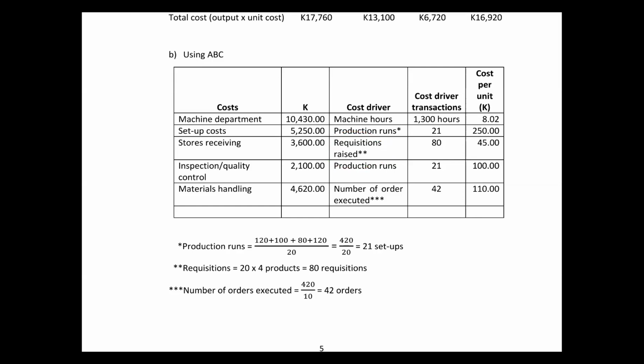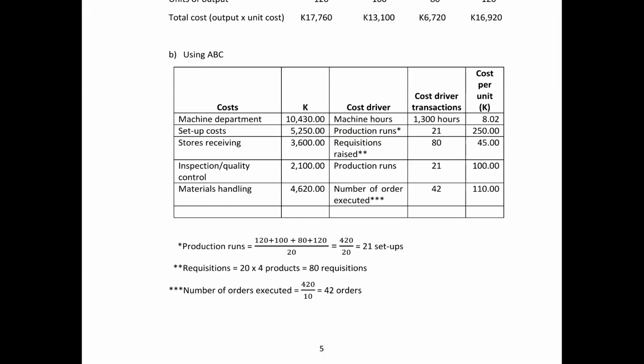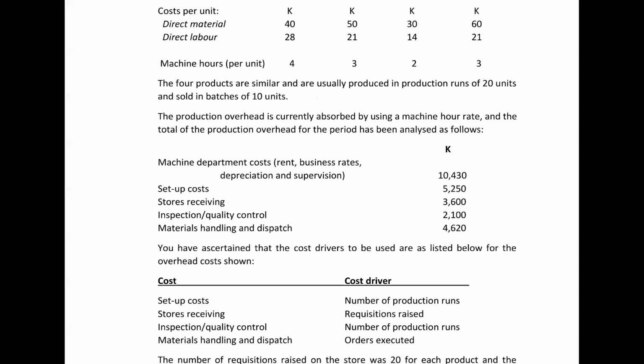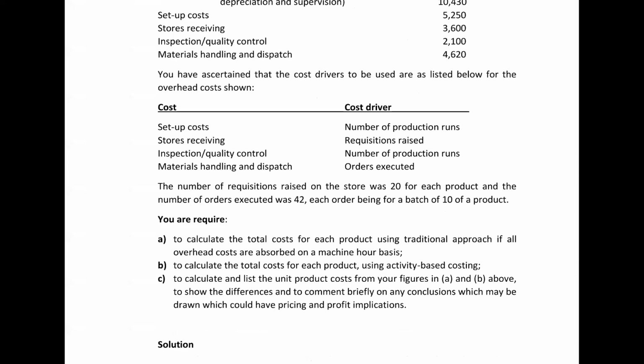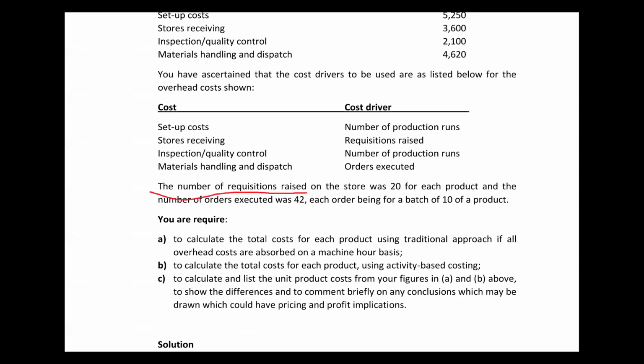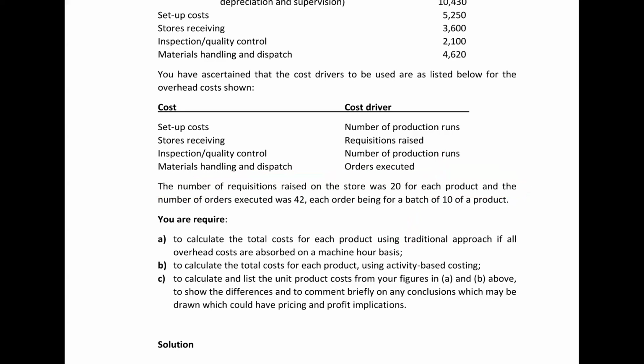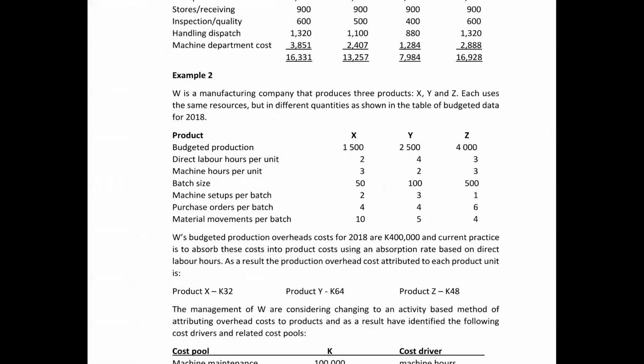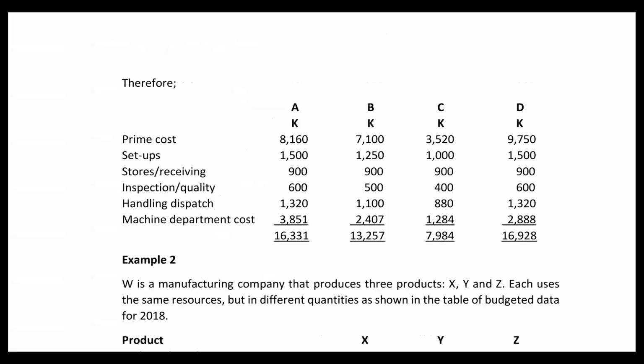Let me read that part for you so that you are not confused. How many requisitions do we have per product? The number of requisitions per product is 20 for each product. So it is 20 times the cost per unit. It will give you the cost that you need to allocate. So in this case, it's 20 for each. So it is 20 times the cost per unit, which is 45. That's what we have found.